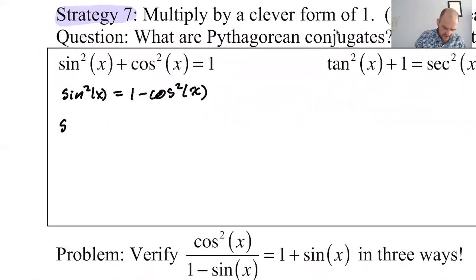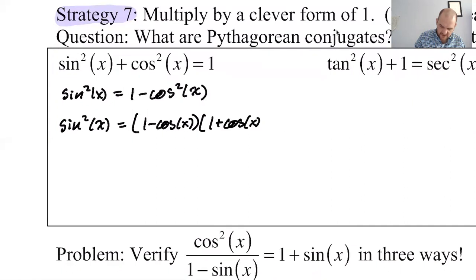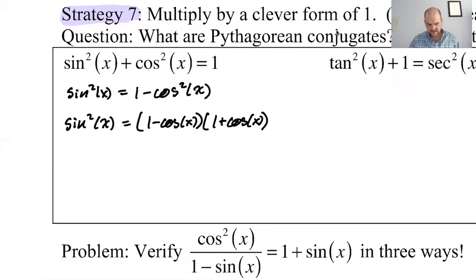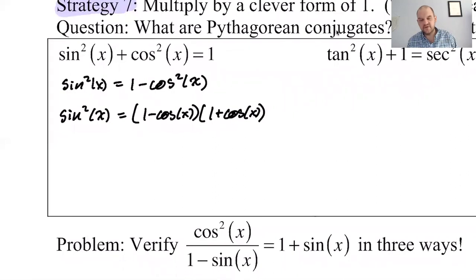But then this factors. So sine squared, this is a difference of squares: 1 minus cosine, 1 plus cosine. So when I'm doing identities, I sometimes don't put parentheses around the x's, like cosine of x, because it's just so many parentheses. It's the only time you'll see me doing that.